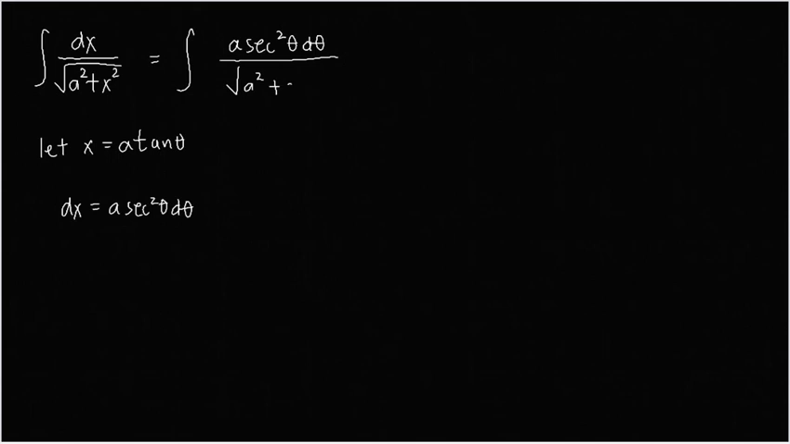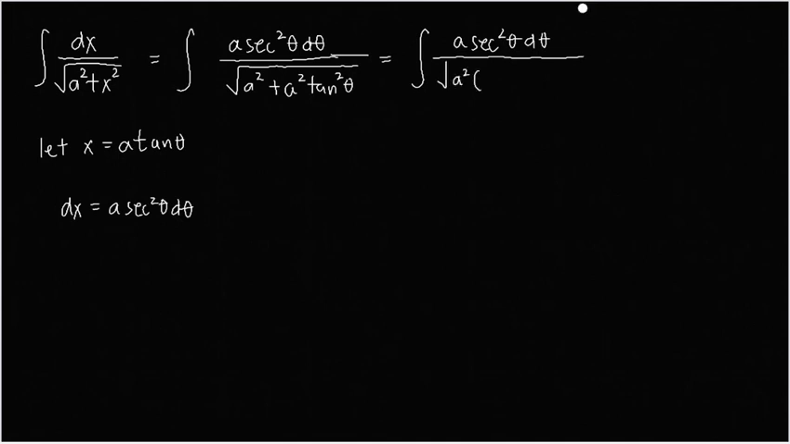So kapag in-square natin ito, magiging a squared tangent squared of theta. Then we do have what? A secant squared of theta d theta. Then factoring out a squared doon sa loob ng square root, so we have 1 plus tangent squared of theta left here. Then the square root of a squared is simply a. Then a divided by a is 1, so magka-cancel out na iyon. So we have secant squared of theta d theta divided by the square root of 1 plus tangent squared of theta.